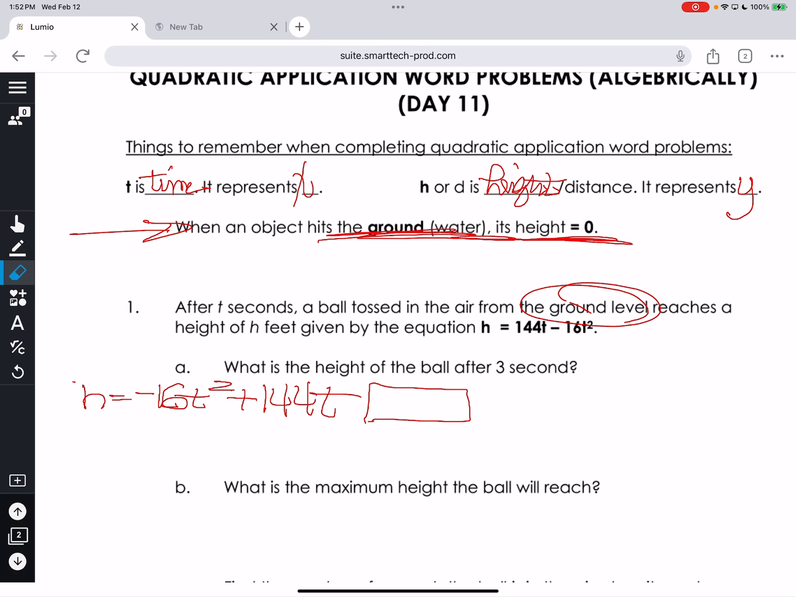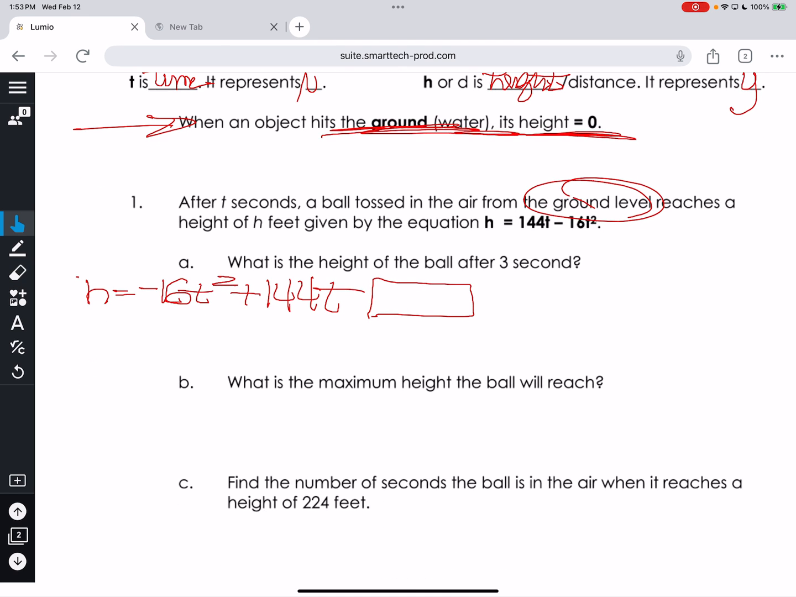Negative 16 times 3 squared plus 144 times 3. So work that and tell me what you got for the height of the ball after 3 seconds. So what's our height? 288. Yep, 288 feet.